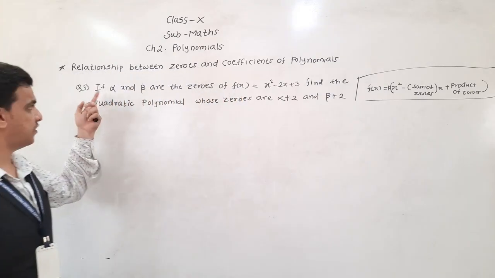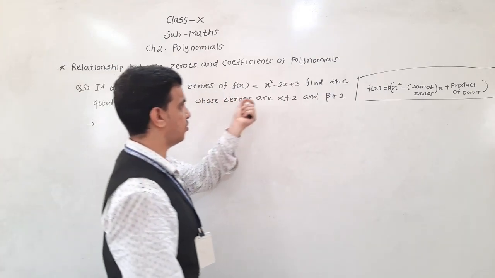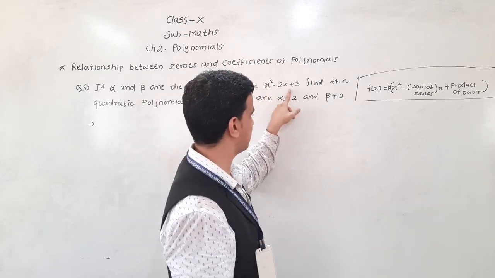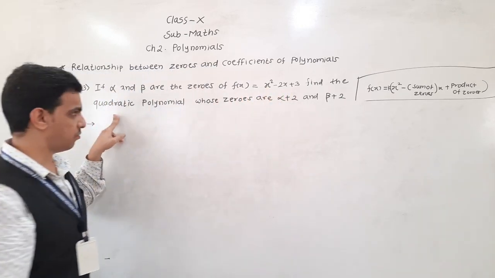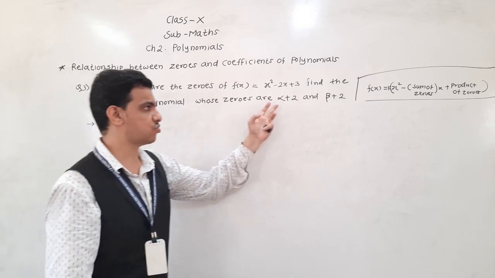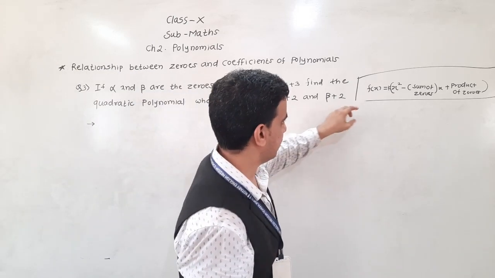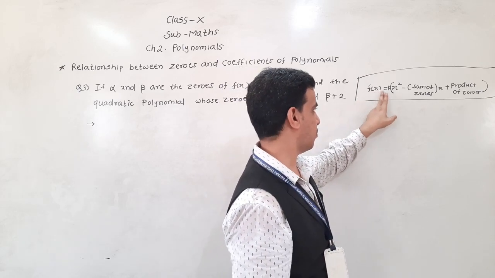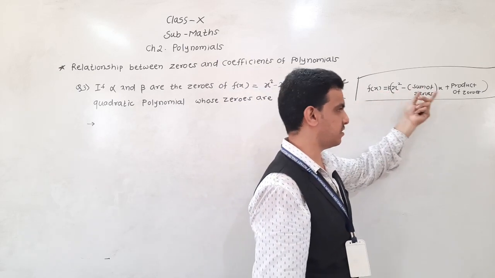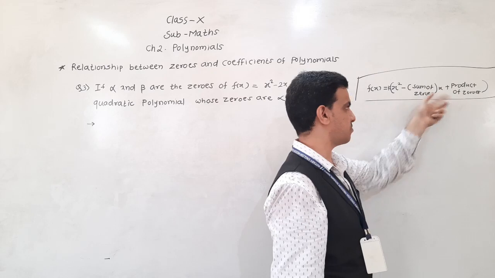Okay, if alpha and beta are the zeros of the polynomial x square minus 2x plus 3, find the quadratic polynomial whose zeros are alpha plus 2 and beta plus 2. Okay, so similarly we have to find it. Here we know that the quadratic polynomial is k into x square minus sum of zeros into x plus product of zeros.